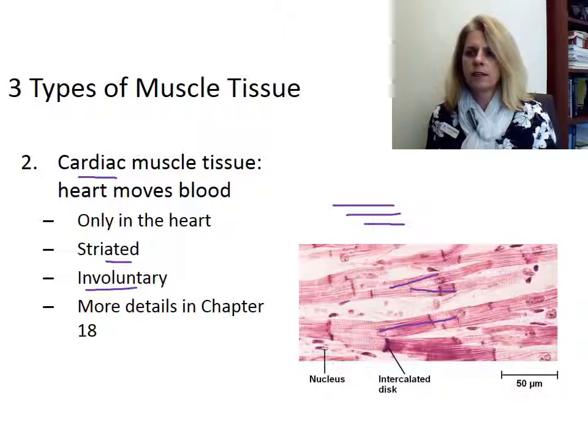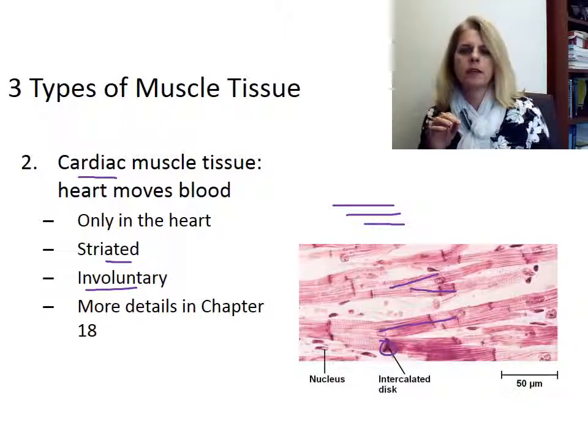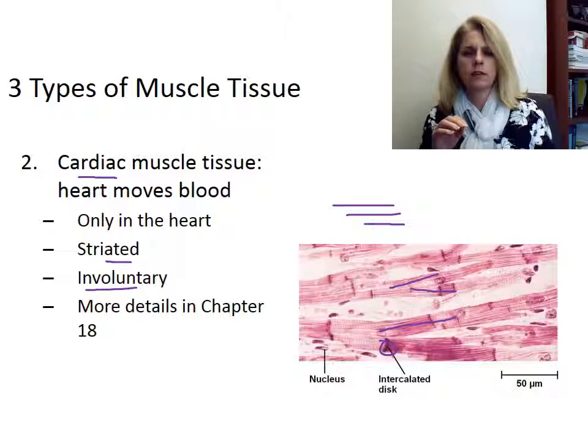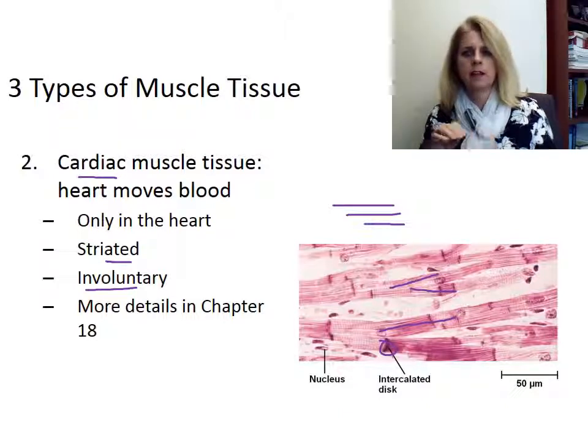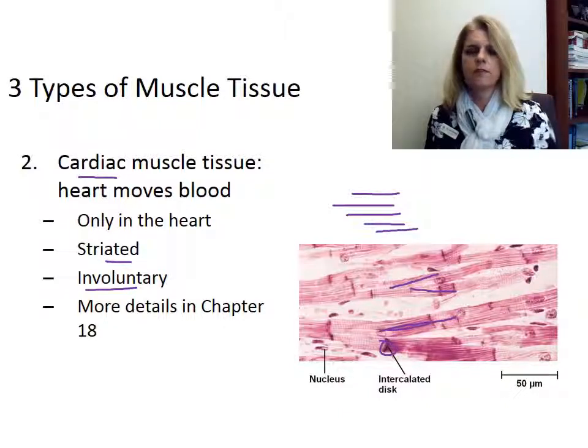They also have these things called intercalated discs, and when we get into the heart in chapter 18 or in your second anatomy class, you'll learn more about the importance of the striations and the intercalated discs. But they do look different histologically. Skeletal muscle are straight muscle cells, muscle fibers in a line, and cardiac muscle is more branched.